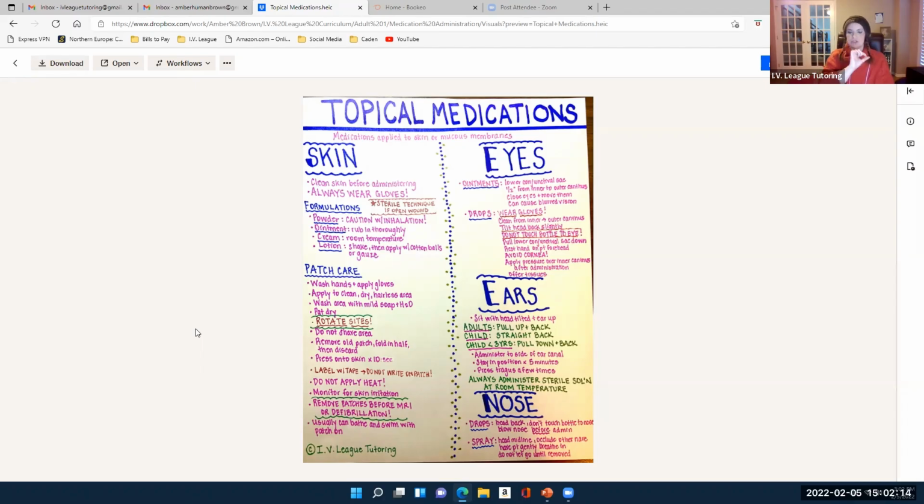Do not touch the bottle to the nose. So if you're noticing on all of these, we don't touch the bottle to anything. Have them blow their nose before you administer it, so it's nice and open. If you're doing the spray, now in your book it says to put their head backwards.